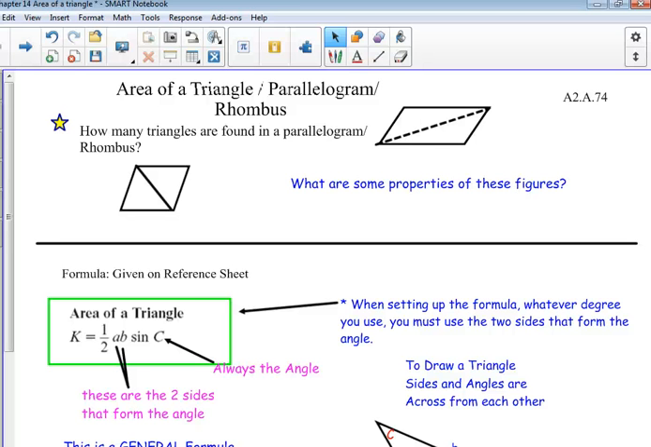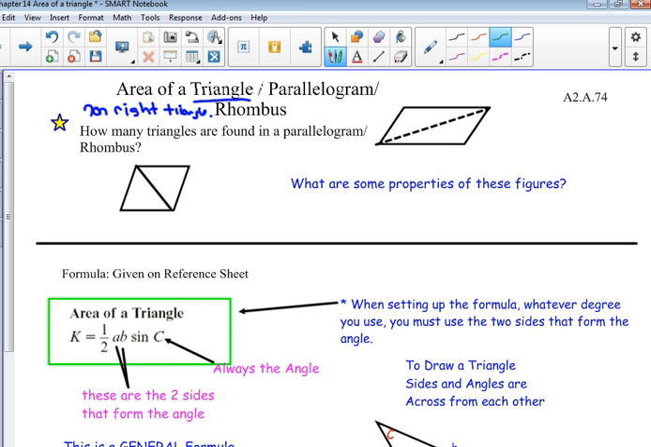Great. So we're going to start the trig applications chapter with learning about the idea of finding the area of a triangle, a parallelogram, or a rhombus. And all the triangles that we're going to do today, and actually this whole chapter, are going to be non-right triangles. So we're going to be working with triangles that do not have any right angles in them. So they're not going to be right triangles.